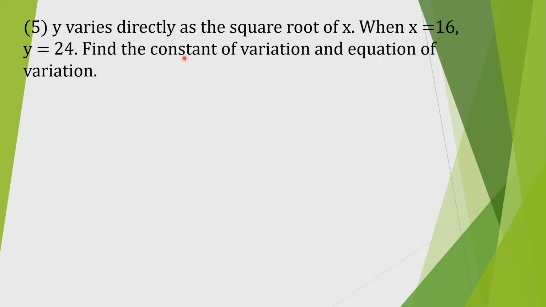You know what is constant of variation? Constant of variation means the value of k you have to find. And equation of variation. So you have to find constant of variation and equation of variation. After getting the value of constant, that is k, you got the constant of variation. Then using that, we'll put the value and get the equation of variation. So students, we'll start with our solution.